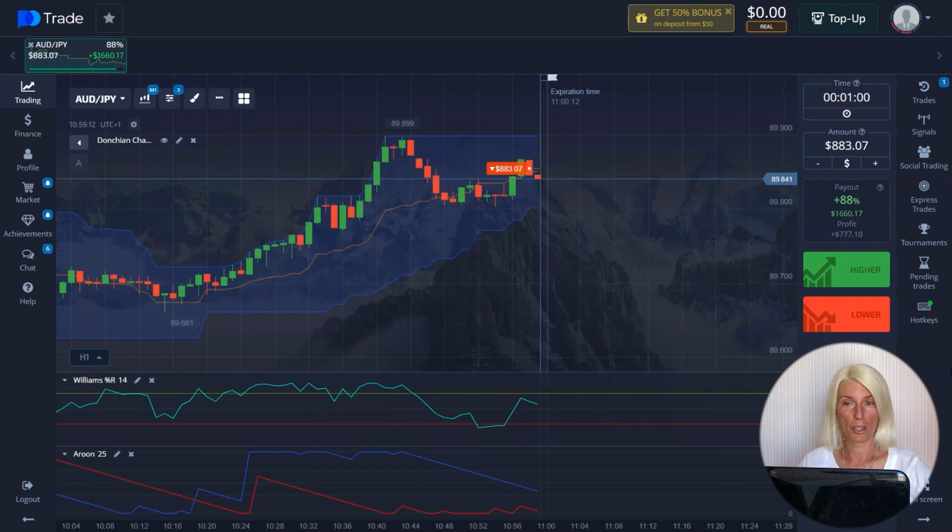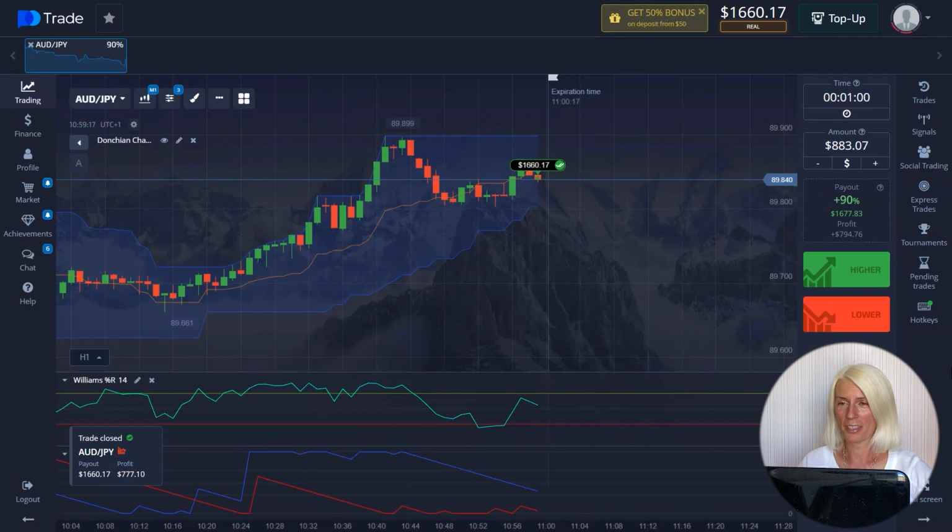Now our trade is coming to an end again. It ends with a profit, increasing our balance to $1,660. An amazing result! Let's go back to the overclocking strategy. To begin with, we'll set up a price chart.